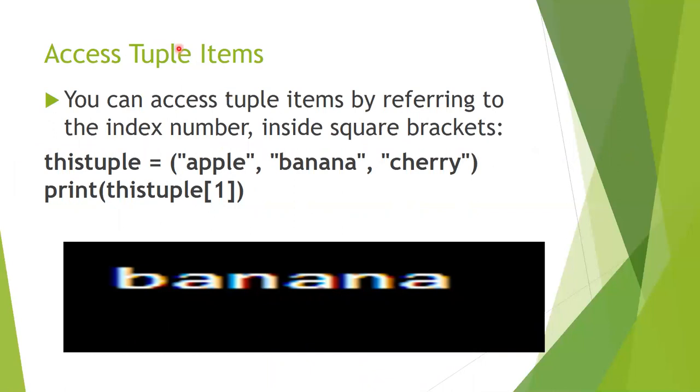Now, to access elements of a tuple, we can refer to index numbers. The elements of a tuple start with index 0. Apple is at position 0, banana is at position 1, cherry is at position 2. So if we print thistuple at index 1, it will print banana.